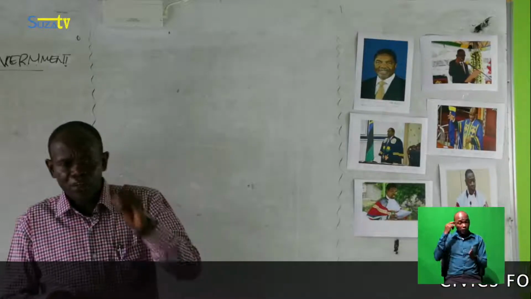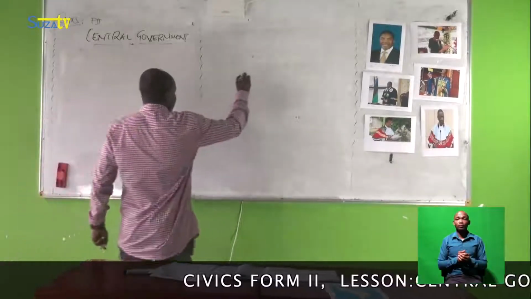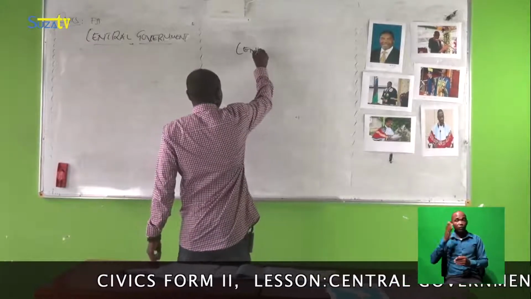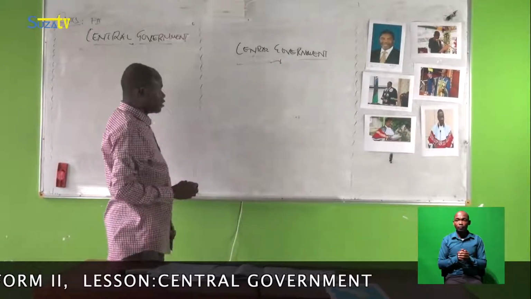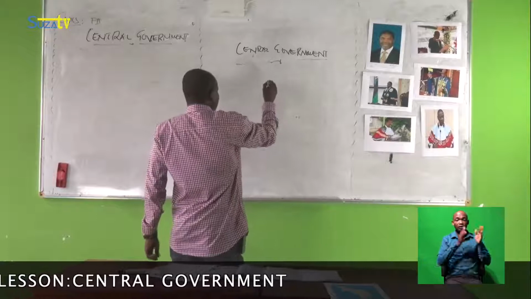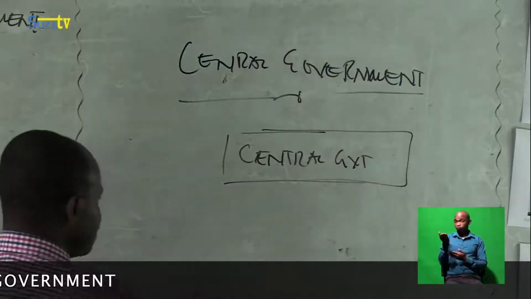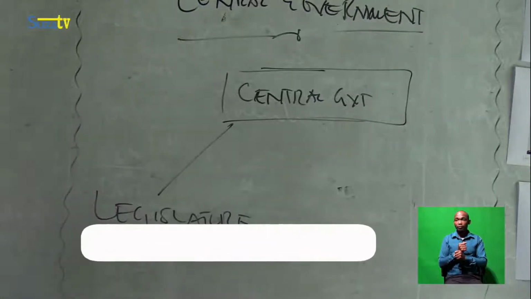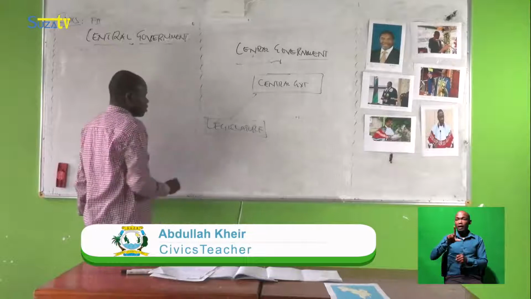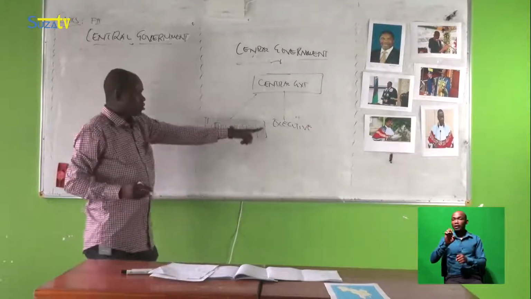Thank you very much. Let me mention the main organs of government from the central government. Here is the central government. From the central government, you can get what is called the legislature. This is the first organ of government. But we also have another organ, which is the executive. The executive is also an organ of government.